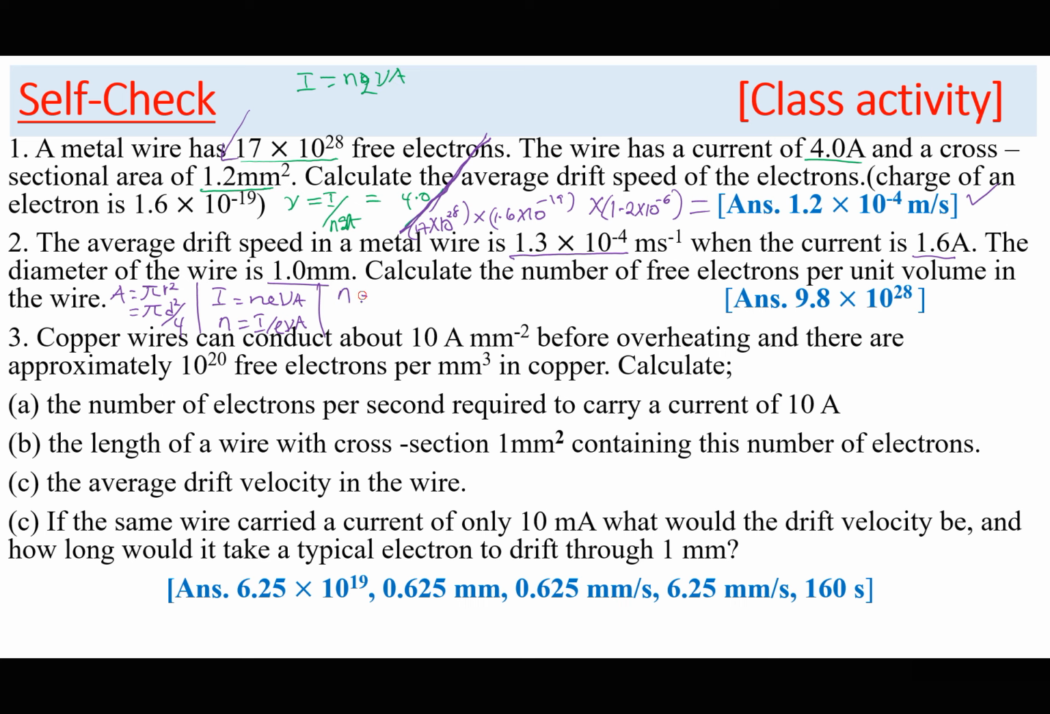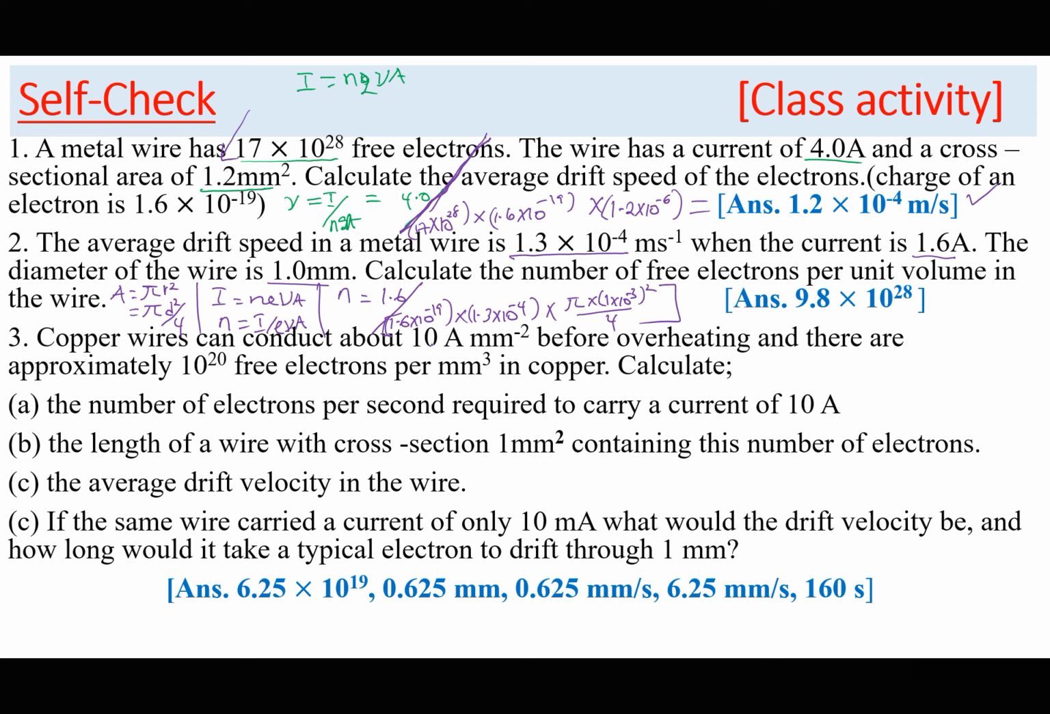So it means n is going to be the current, which is 1.6, divided by the charge of the electron, which is 1.6 times 10 to the power of minus 19, times the drift velocity, which is 1.3 times 10 to the power of minus 4, times the area, which is pi d squared over 4. The diameter is 1 times 10 to the power of minus 3, and this should be squared, divided by 4. So the whole of this is the denominator.